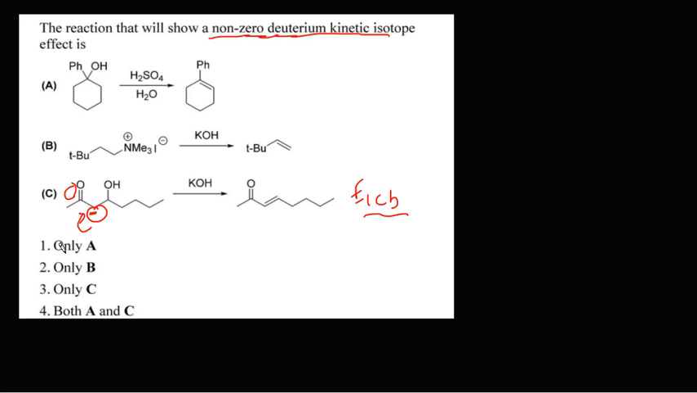Since the proton abstraction is not the rate determining step, in fact the leaving group is responsible for determining the rate of the reaction, it does not depend upon the abstraction of the CH bond. So even if we replace it over here with deuterium, it will not lead to any change in the rate of the reaction. So over here, the kinetic isotopic effect will not be involved.